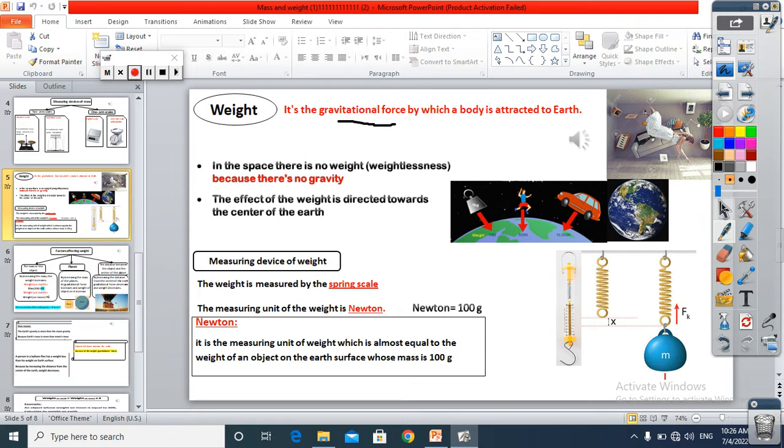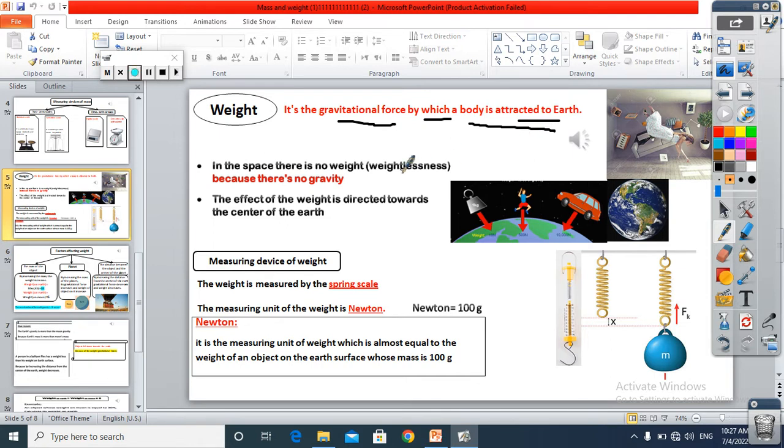Weight means gravitational force. If I ask you what is meant by weight, you will tell me it is the force by which a body is attracted to Earth. It is the gravitational force by which a body is attracted to Earth. Excellent. So weight is completely different from mass.